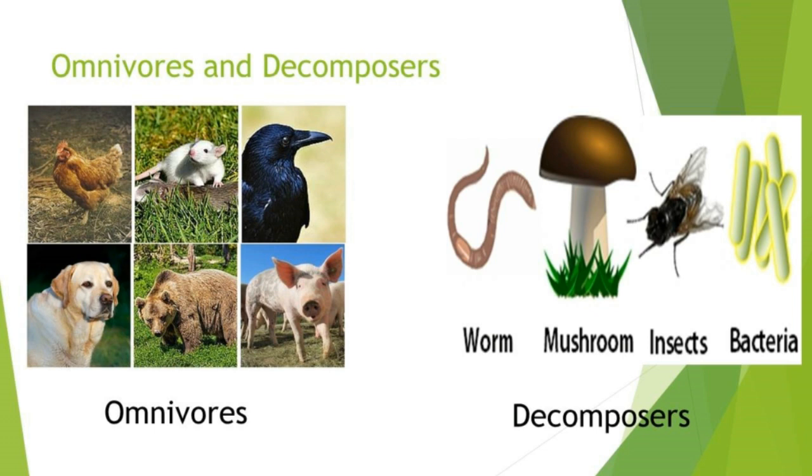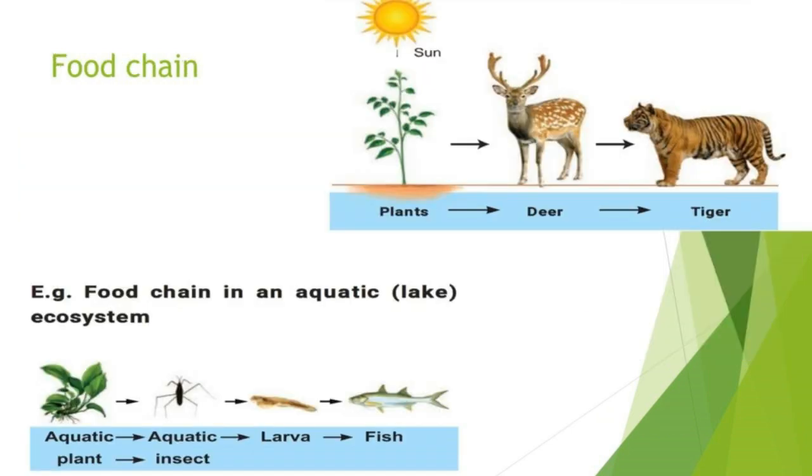Decomposers. Microorganisms that obtain energy from the chemical breakdown of dead organisms, both plants and animals, are called decomposers. They break complex organic substances into simple organic substances, which go into the soil and are used by plants. Example: bacteria and fungi.